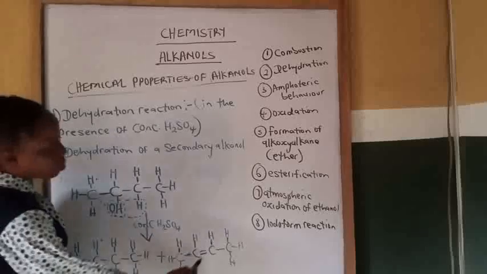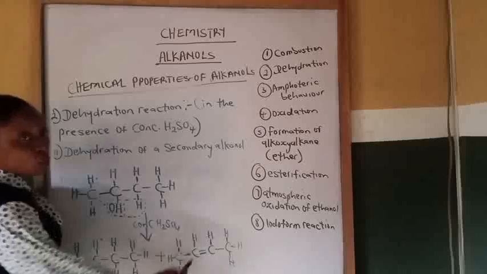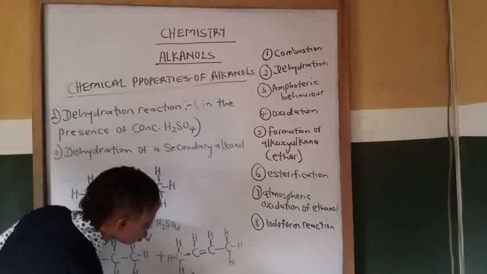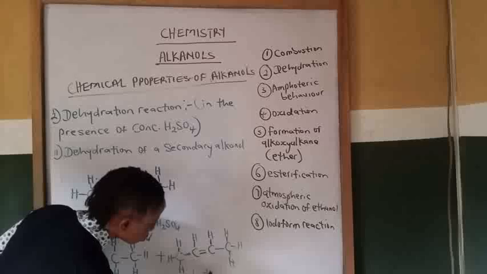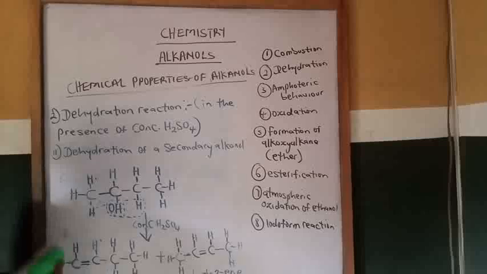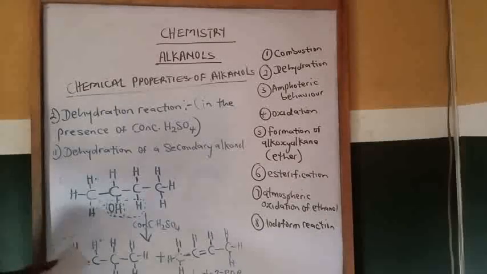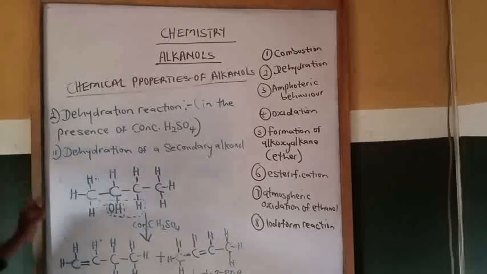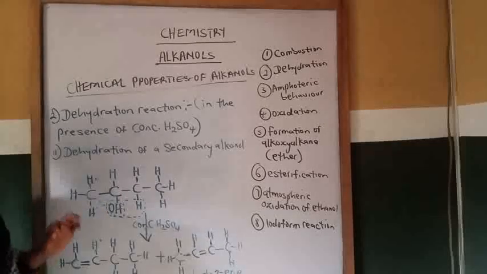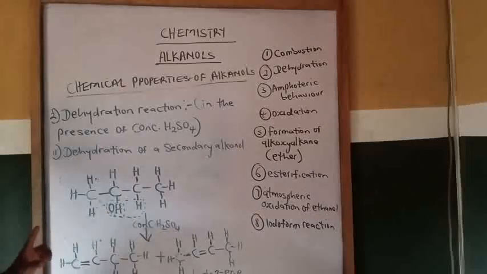Likewise this one. So the name of this product is what? It is but-2-ene. Why? Because the ene, which is the double bond, is on the second carbon atom. So it shows that when you dehydrate a secondary alkanol, you are going to have two different molecules of alkene. You get two molecules of alkene whenever you dehydrate a secondary alkanol.